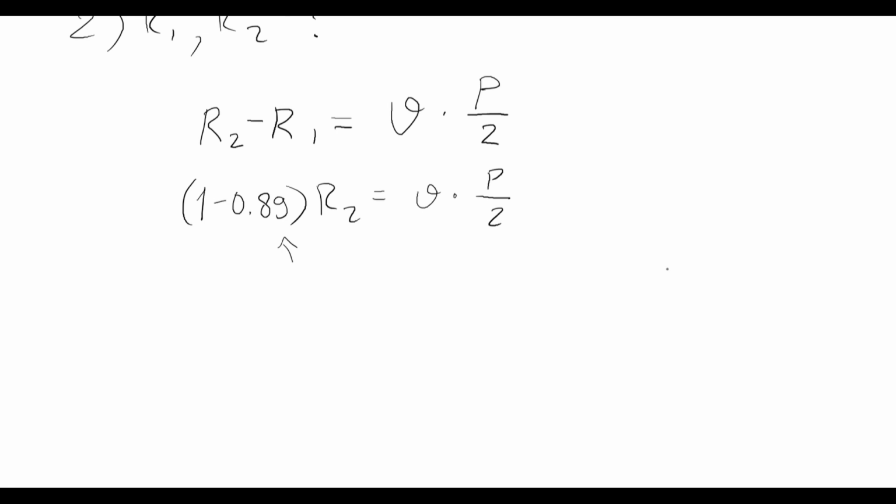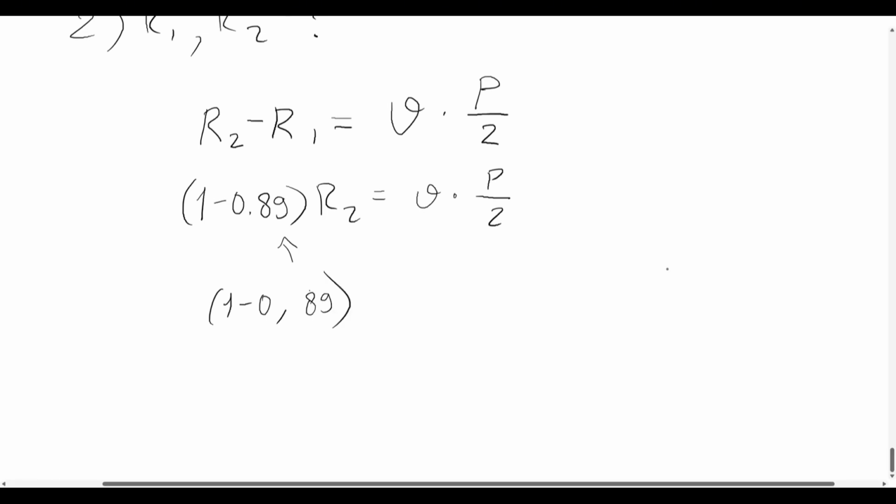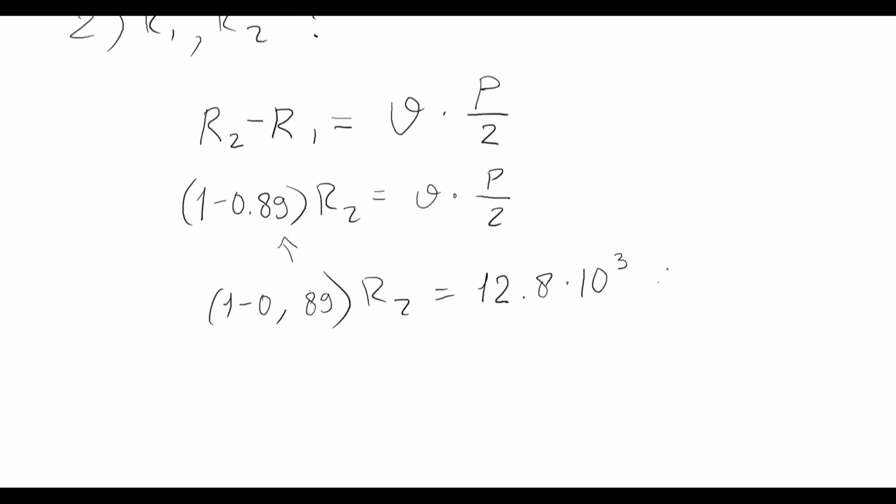And from this, let's rewrite it this way. (1 minus 0.89) times R2 equals 12.8 times 10 to the power of 3, times 86,400, times 9.84 over 2 meters.